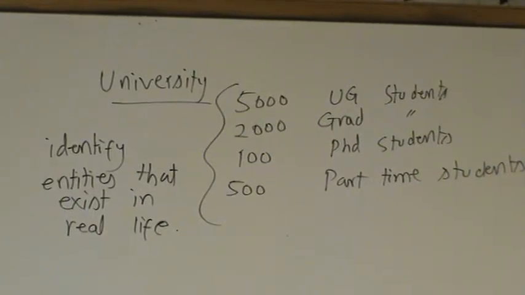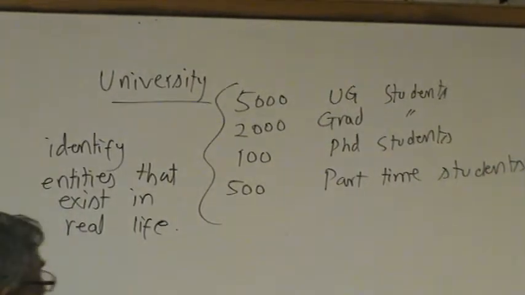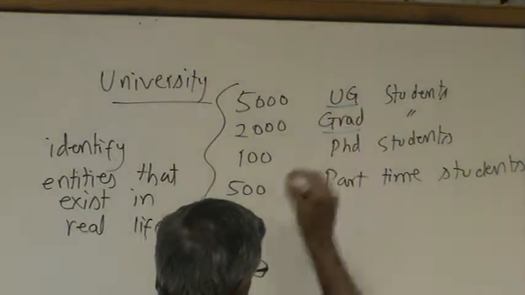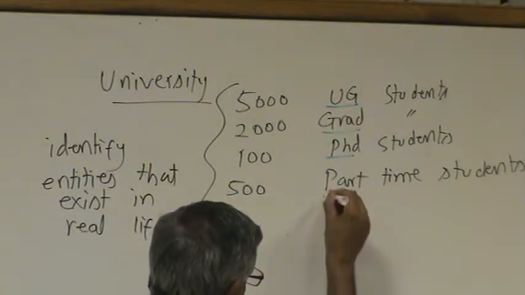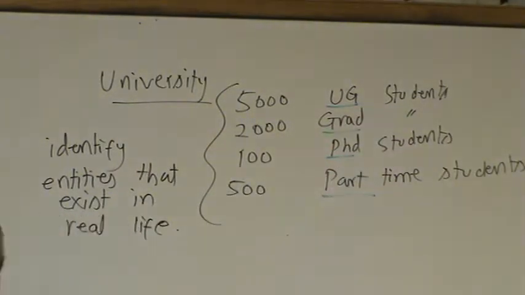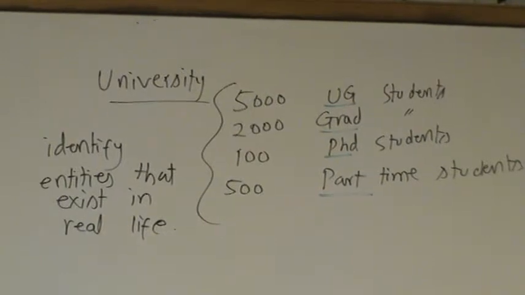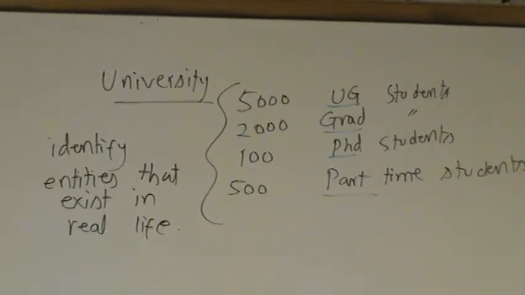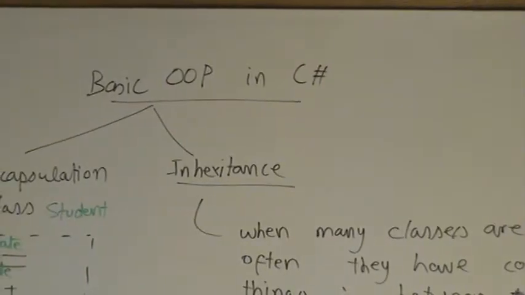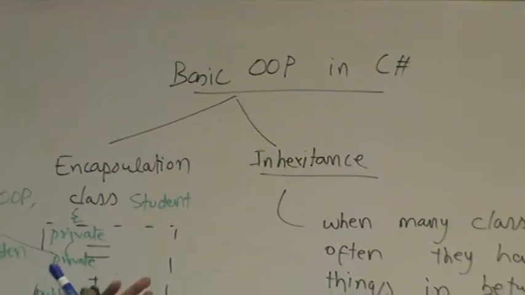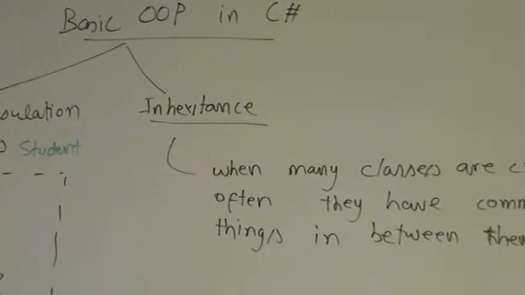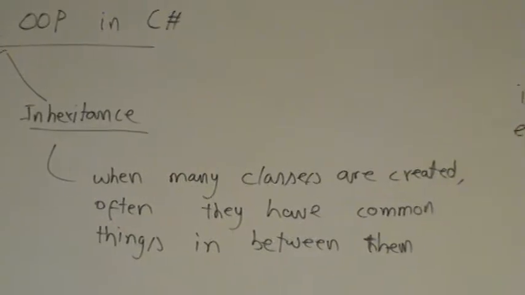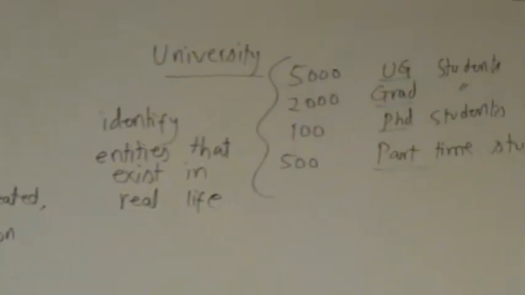So we'll start out by creating a class for an undergraduate student, class for a grad student, class for a PhD student, class for a part-time student. As we are writing the code for these, we'll recognize, hey, we are repeating things, okay? So this is where the inheritance comes into play. We'll take out the common things and move them to a base class. This way, the total amount of code that we have to write will be less, okay?